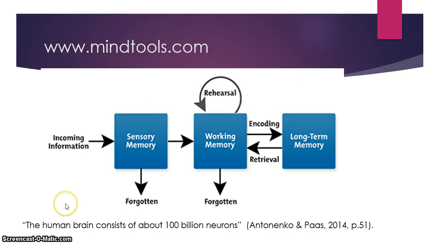And I really like this quote when it talked about load theory, where it says the human brain consists of about 100 billion neurons. That is important to remember. This is a very important scientific long process.